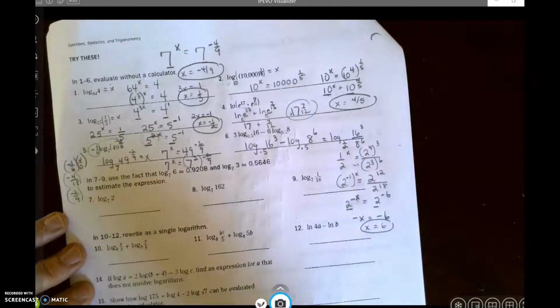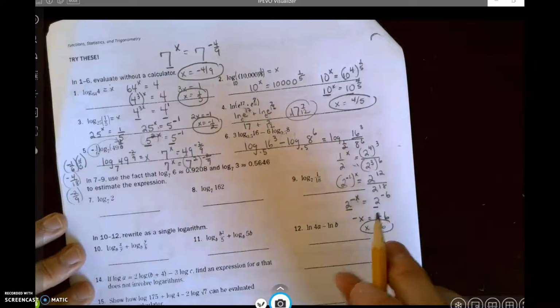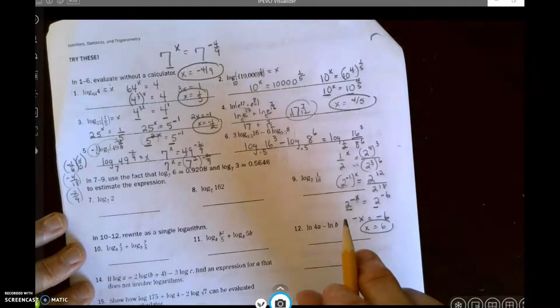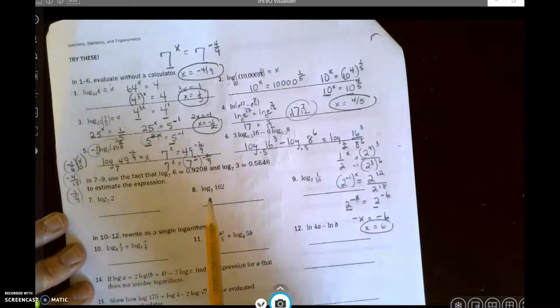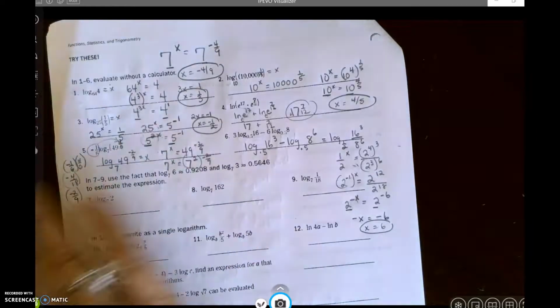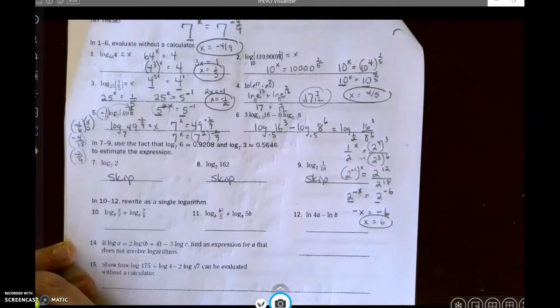All right, for these next couple, let's look at number 7. It says that log base 7 of 6 is, you know what, I think these were ones we were going to skip this year. I'm going to pause the video a second. I got to double check. Yes, those were ones we needed to skip this year.